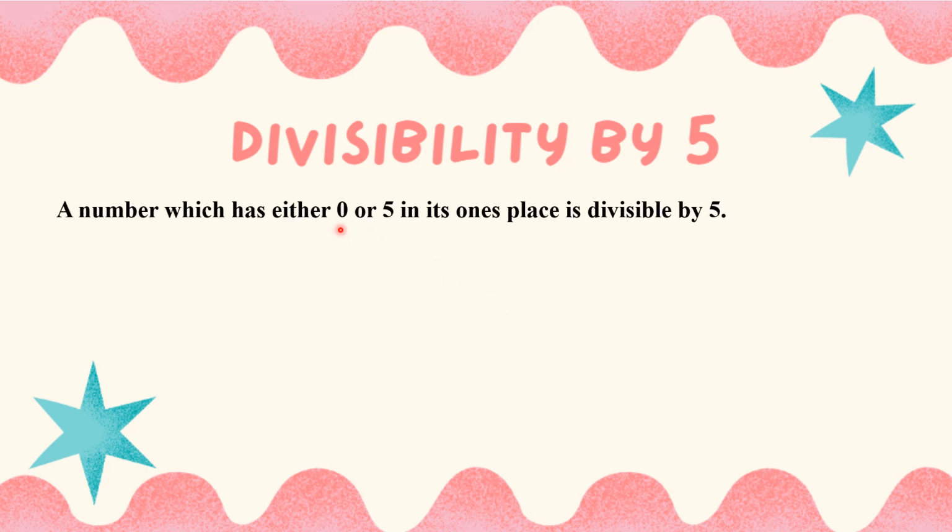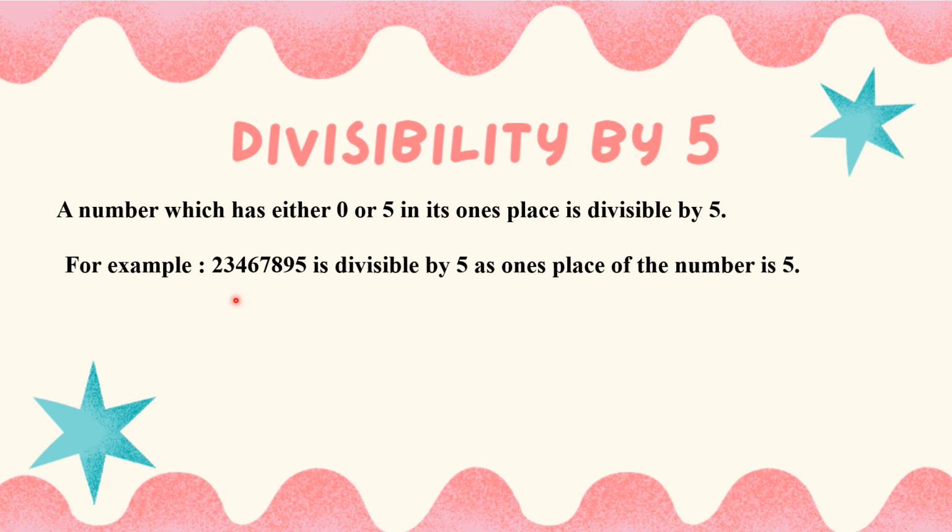Next is divisibility by 5. This is a very simple rule. If a number ends with either 0 or 5, or you can say if there is either 0 or 5 in the ones place or the unit place of the number, you can say that the number is divisible by 5.